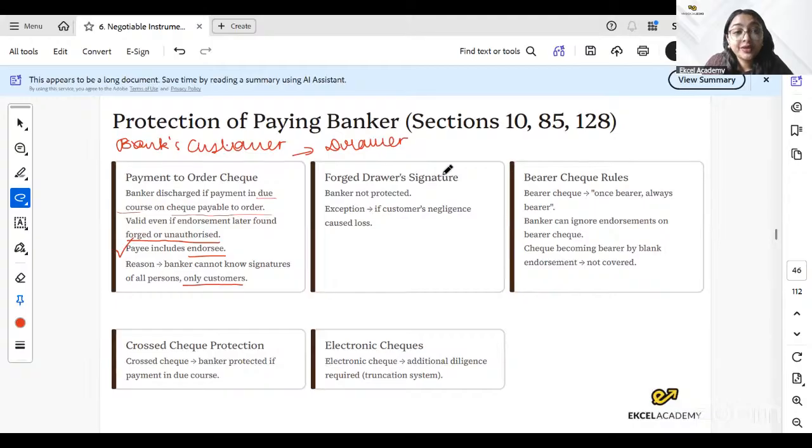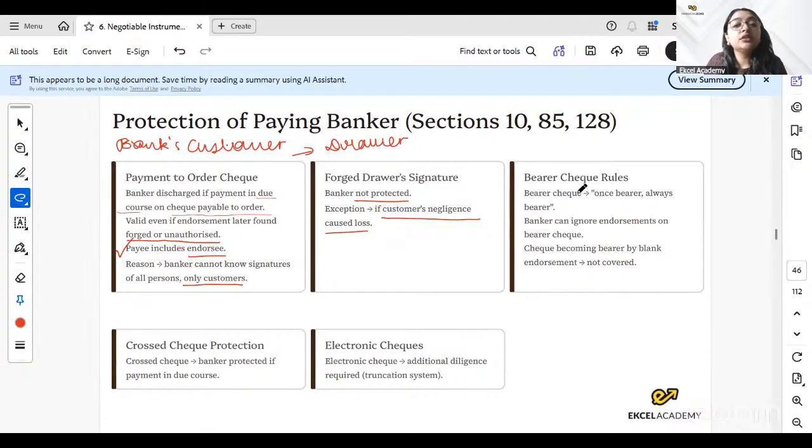If the drawer's signature is forged, the banker is not protected. Why? Because the drawer's signature is something the bank is supposed to know, since it is the bank's customer itself. Whenever you open a bank account, you also lodge your signature there. The bank will verify your signature against any authorizations you have given. If you issue a check, your signature on the check will be compared with the signature on file for the bank account. The exception is if the customer's negligence caused the loss. So with a forged drawer's signature, the banker will not be protected and will be liable. But with a forged endorser's signature, the banker will be protected and will not be liable.